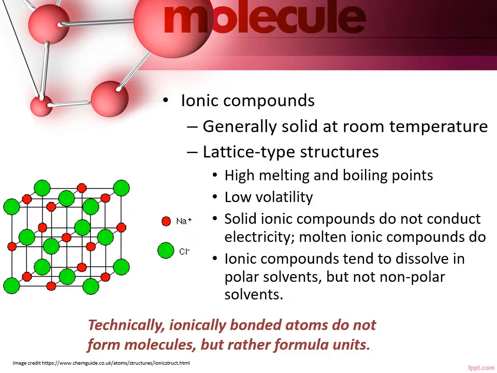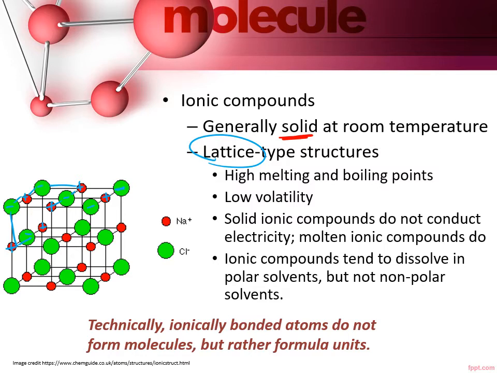And let's talk about what properties exist in ionic compounds. Ionic compounds tend to be solids at room temperature. They have a lattice type structure. This means that we're going to have repeating patterns of alternately charged particles. Here's my negatively charged chloride, positively charged sodium, negatively charged chloride, positively charged sodium, negative, positive, negative, positive, and it just keeps going around and around and around. Repeating patterns of alternately charged particles is what a lattice is.